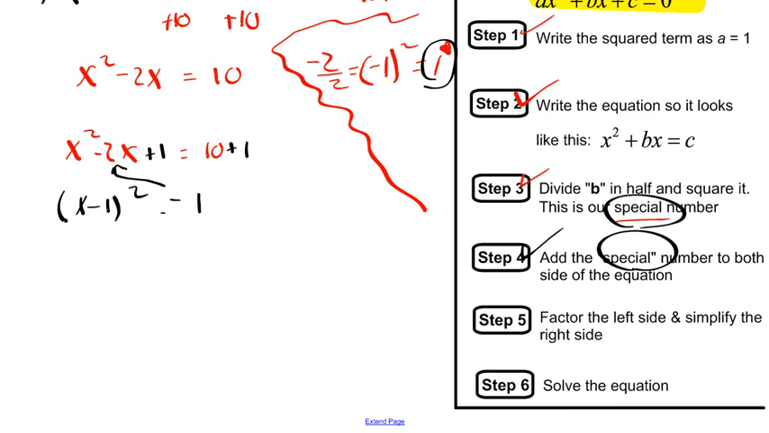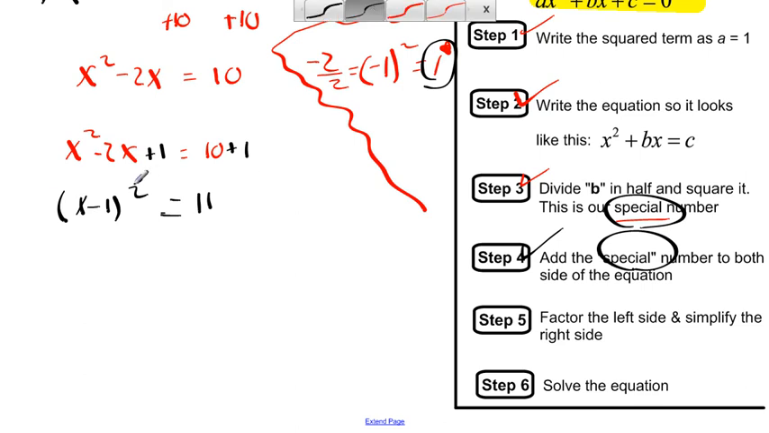10 plus 1 is 11. Hey, doesn't this problem look just like the ones that we were doing before, when we have to do the square root property? See how it built right there, where you learned that stuff. Now we're going to use it. And so now it just becomes one of those problems that we were doing before.